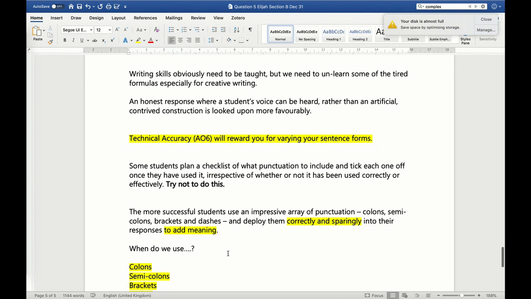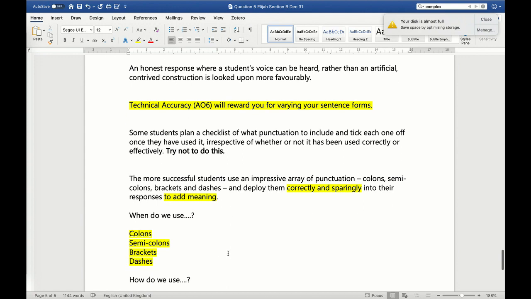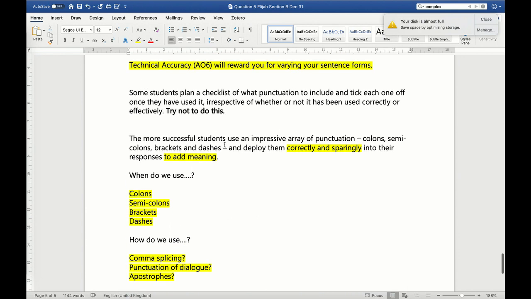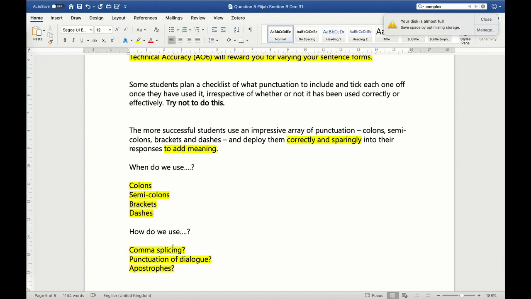And so if we use longer sentences, full of kind of things like comma splices and dialogue and apostrophes and even dashes, we have to get familiar with all of these to add meaning, to use them sparingly and correctly, then we might actually get more marks that way. So think about that. English language has changed actually quite noticeably since I was taking it back when I was taking it. And so AO6 didn't exist. So I would say, please do use longer sentences when you are being descriptive.